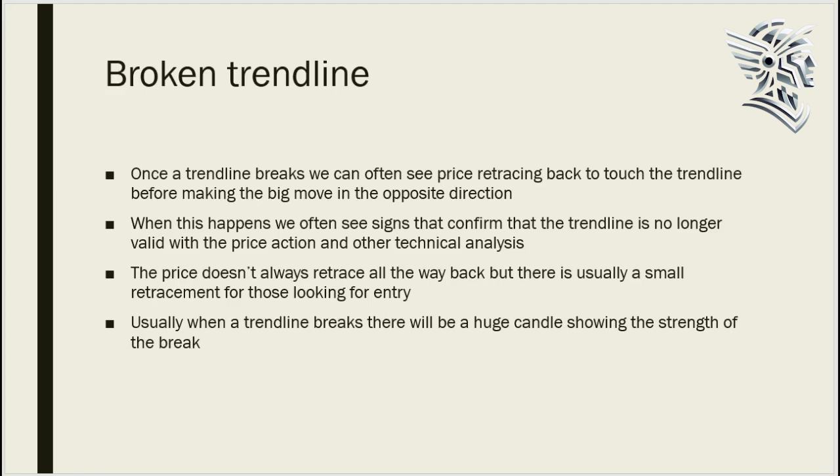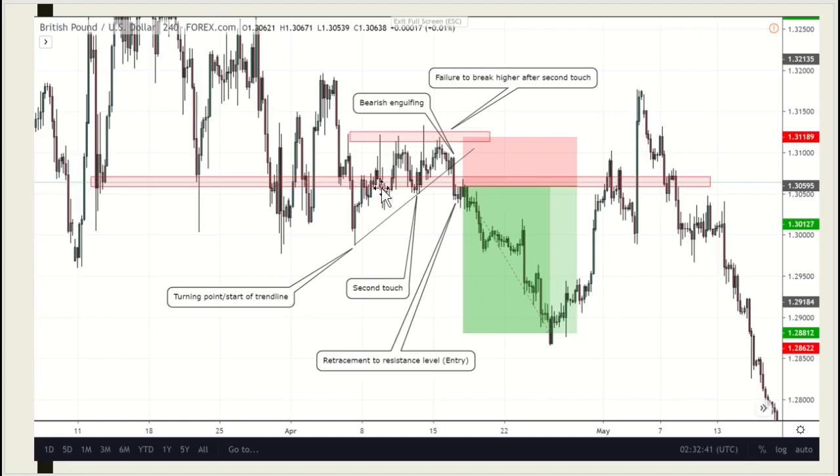Usually when a trend line breaks, there'll be a huge candle showing the strength of the break, like here. So you have your nice little trend line here, your first touch, your second touch, which would have been adjusted after this one, and your third touch here. You see price never made another high here. So this is after the second touch, you're looking for price to really come up and make another high here. So that's your first sign that this could actually break when it doesn't.